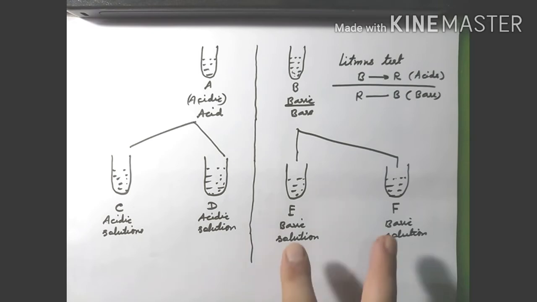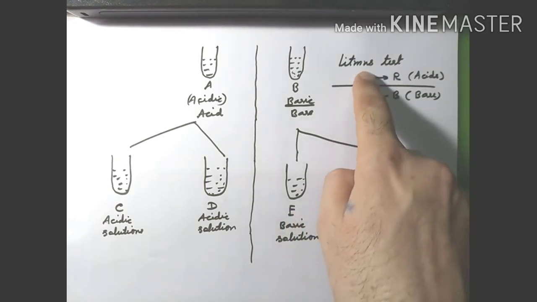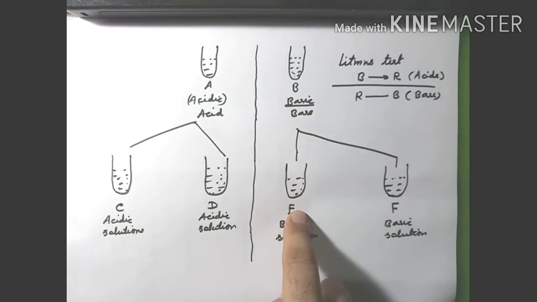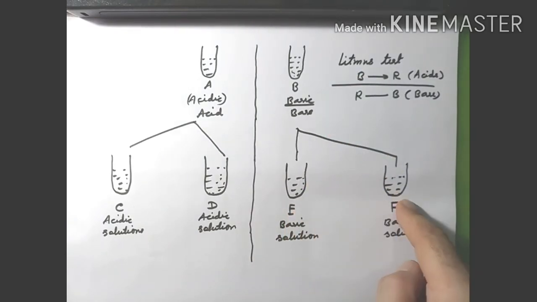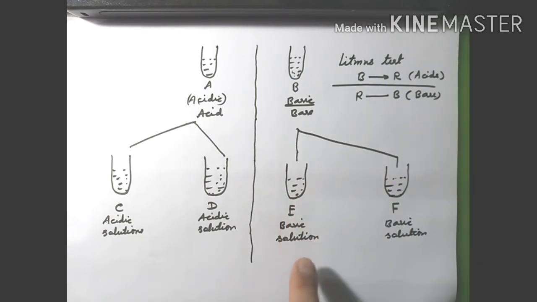In the same way, these two test tubes also have basic solutions. If you perform the litmus test, this will turn red litmus to blue and this will also turn red litmus to blue. But if you want to differentiate which one is more basic and which one is less basic, then what to do? So now we are going to study the next topic, and that is finding the strength of the acid and base.